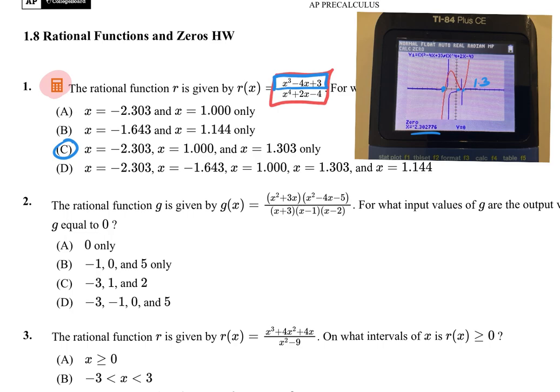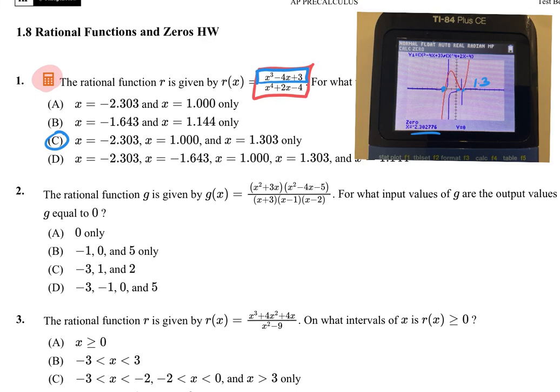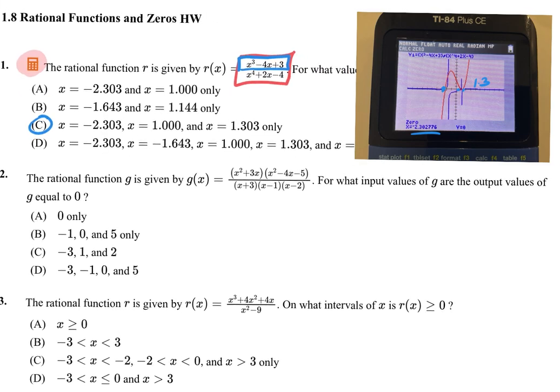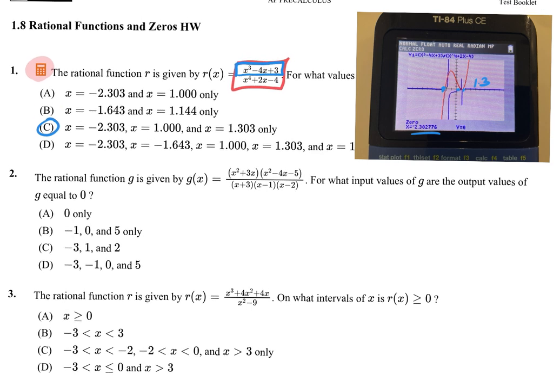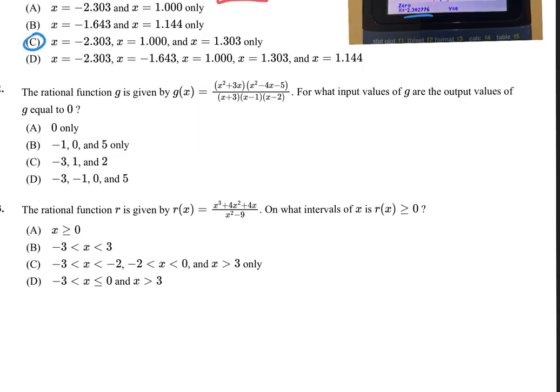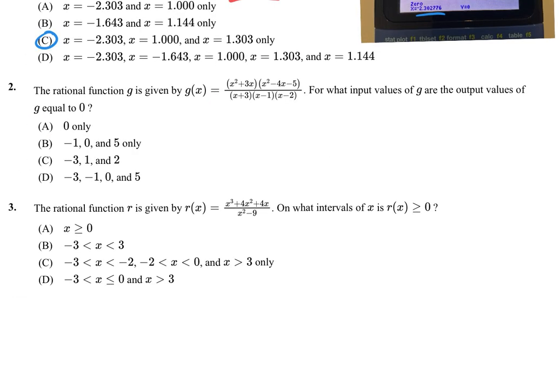Number 2 says the rational function is given by, and then it gives you the function: for what input values of G are the output values of G equal to 0? So think input values are what values of x, and output values are what values of y are equal to 0. So if I set this equal to 0 and rewrite my function, both of those can be factored.